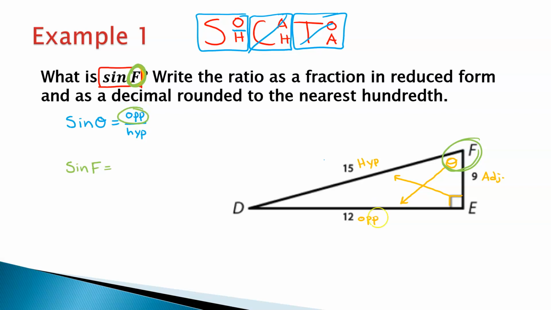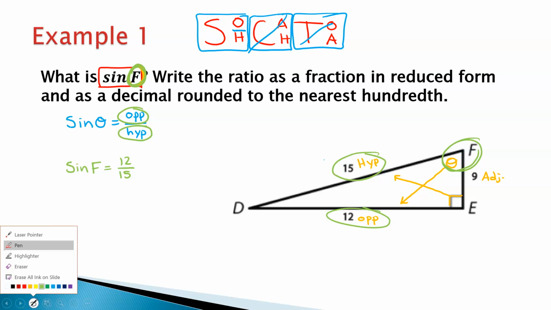What did we label as our opposite? That was 12. So we're going to go ahead and write 12 over what was our hypotenuse. Our hypotenuse here was 15. We're not even using that adjacent side, and that's perfectly okay. So there you have it. Sine of F is equal to 12 over 15.